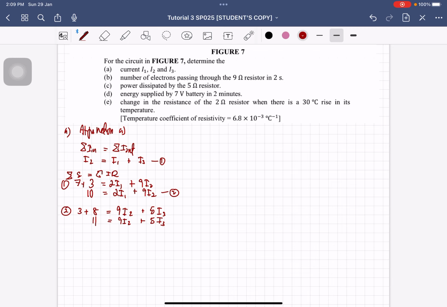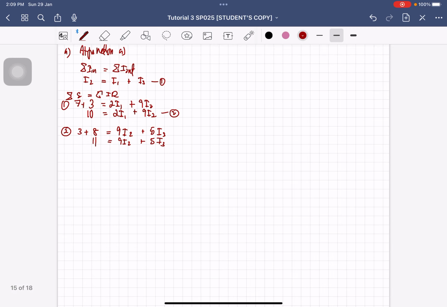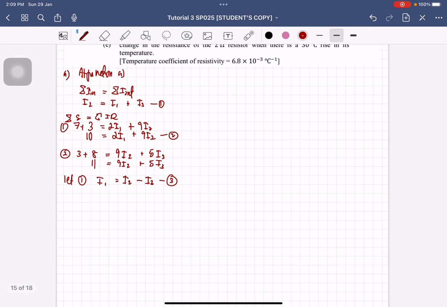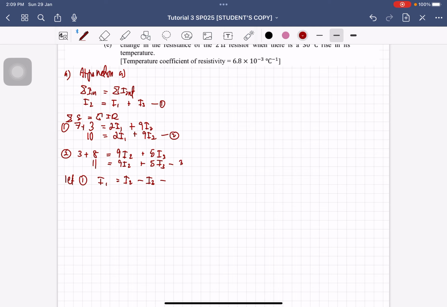So now we are gonna let equation 1 be I1 equal to I2 minus I3. Sebab sekarang ni kita ada 3 unknowns: I1, I2, and I3. So, kita mau ada 2 unknowns dulu supaya kita boleh solve salah satu saja. So, this is gonna be our third equation lah, basically. Kan? Fourth equation. So, this is our third equation.